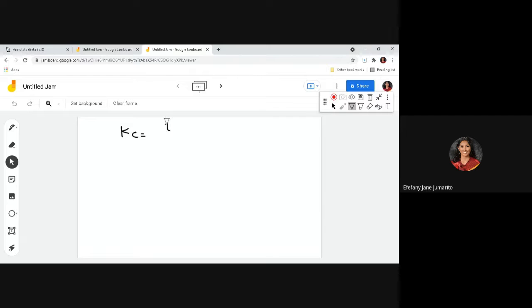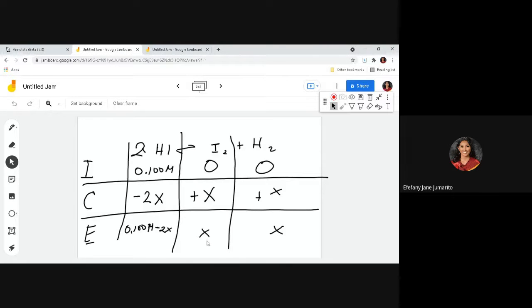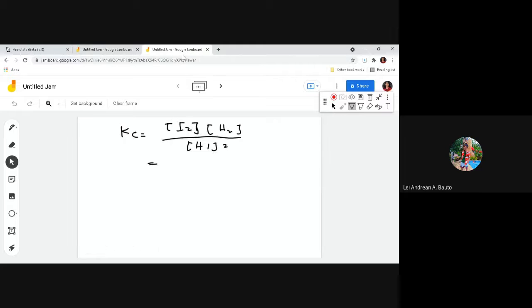Kc is equal to, unsa to class? H2 times I2 over HI raised to the power of 2. Okay. Now the value of I2. What is the value of I2? X at equilibrium. 0 plus x, x. We represent it as x.